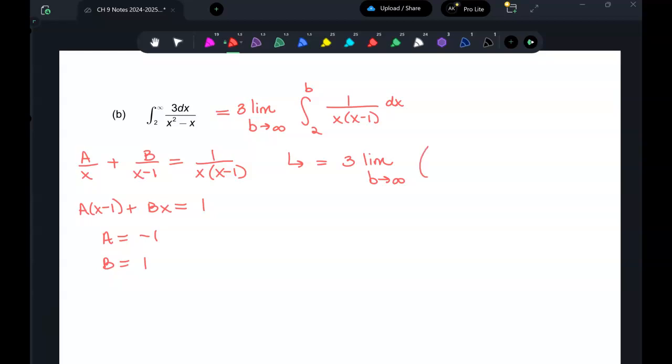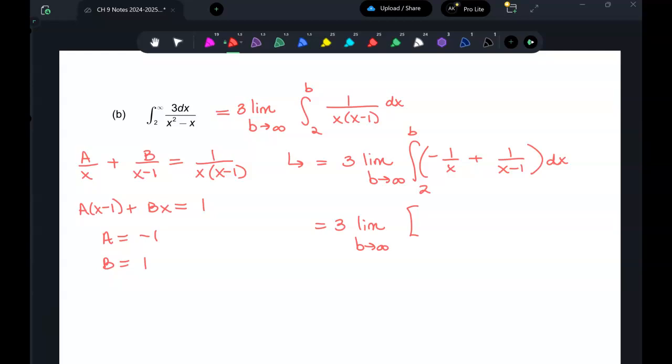Okay, so we want negative 1 over X plus 1 over X minus 1. Now the integral: the limit as B goes to infinity.